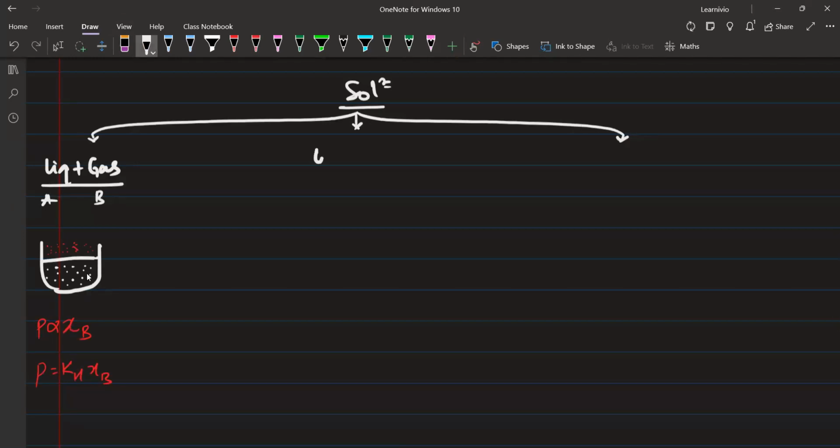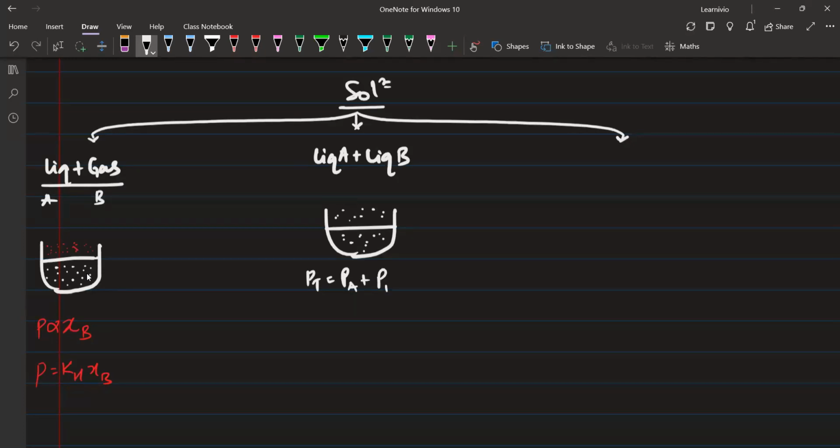The next solution we saw was liquid plus liquid, that means liquid A plus liquid B. Now, if I make a situation here, both of these are liquid. That means the vapors here will be of both liquid A and liquid B. The total pressure will be whatever pressure is applied by the vapors of liquid A and whatever pressure is applied by the vapors of liquid B. PA will be directly proportional to the amount of A and PB will be directly proportional to the amount of B.